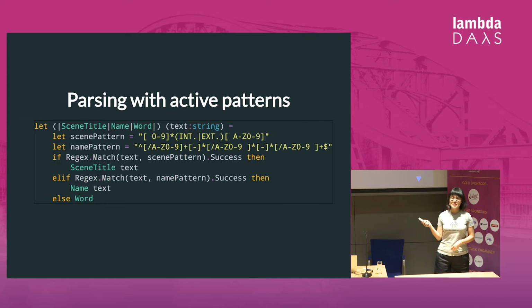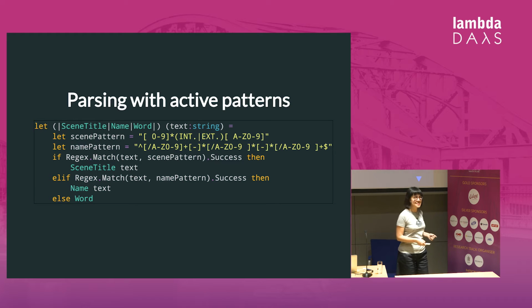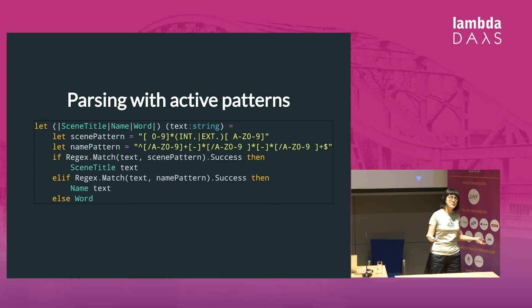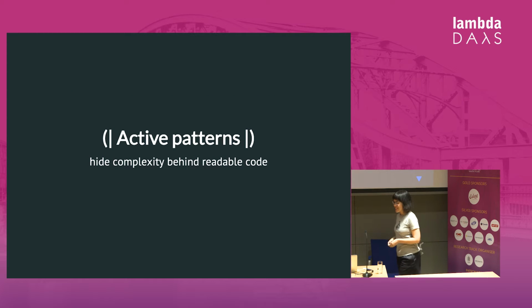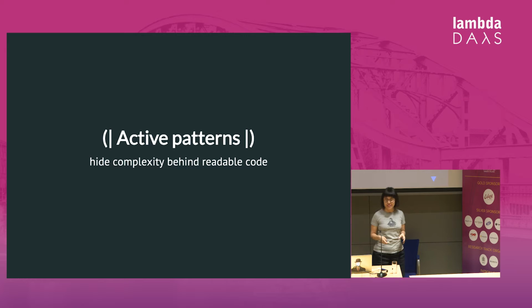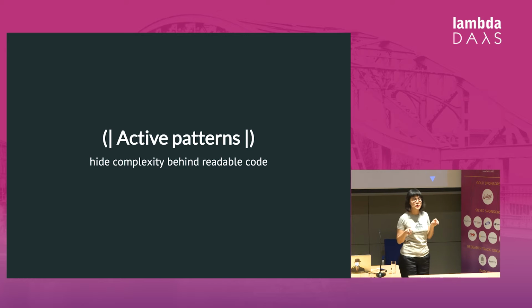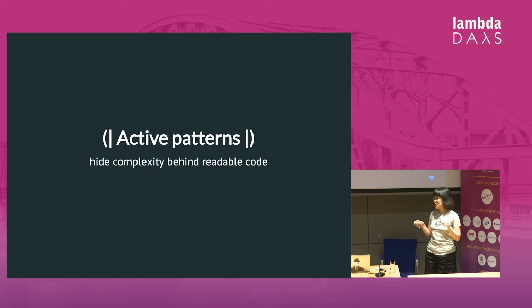The problem with names in Star Wars is that they have a lot of characters. They have dashes, they have slashes, they have numbers, they have spaces as well. So something like C-3PO, it has a dash, it has a number, so it's not like a normal name. So this is the reason why this has to be so ugly. So the takeaway message is that active patterns are very good for hiding the complexity behind readable code.